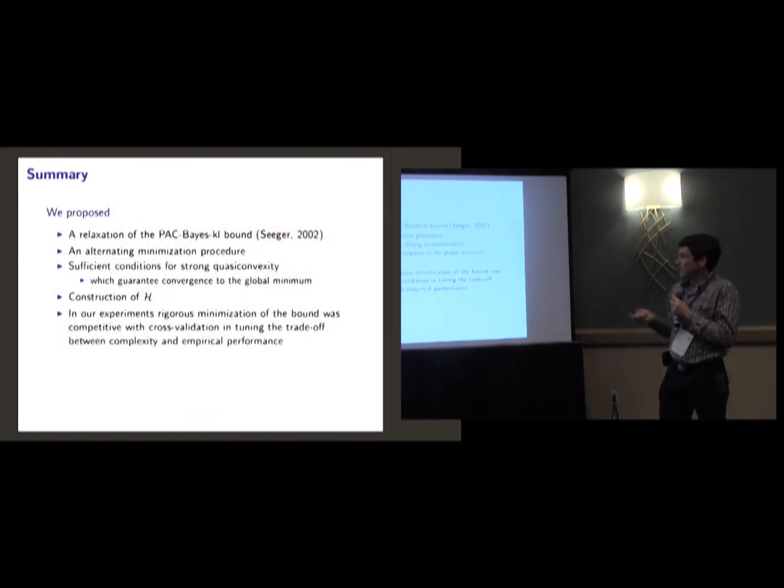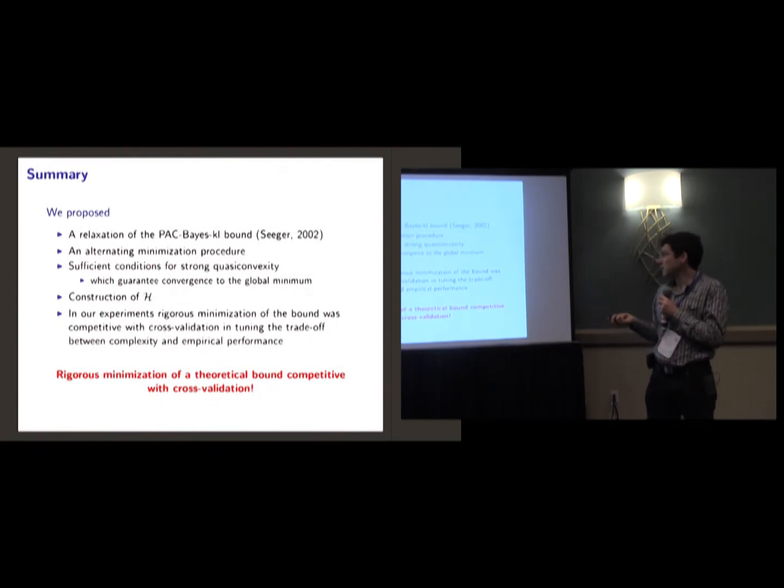Now to the summary. We propose a relaxation of the PAC-Bayes KL bound and an alternating minimization procedure for the bound. We have provided sufficient conditions for strong quasi-convexity of this function, which guarantee convergence to the global minimum. We have proposed a construction of a hypothesis space, and in our experiments, rigorous minimization of the bound was competitive with cross-validation and tuning the trade-off between complexity and empirical performance. Let me emphasize this one more time: rigorous minimization of a theoretical bound was competitive with cross-validation.